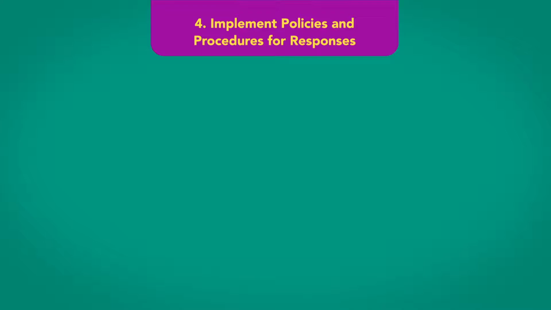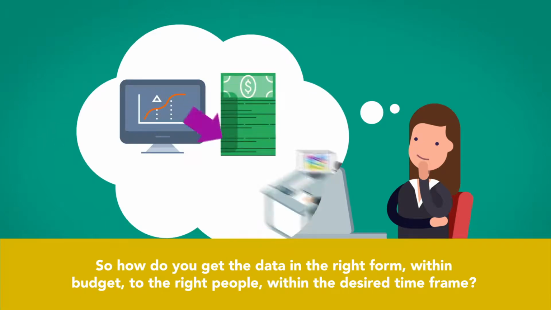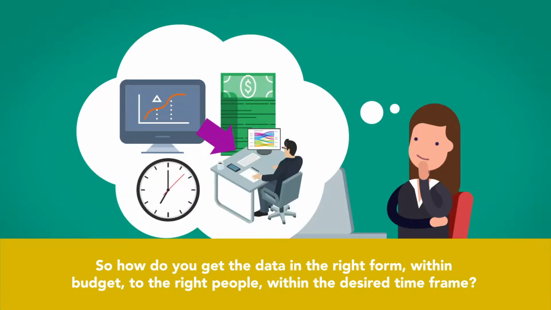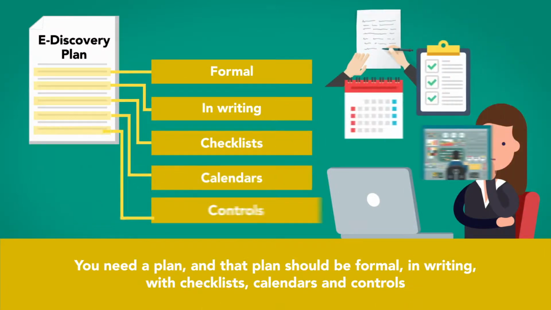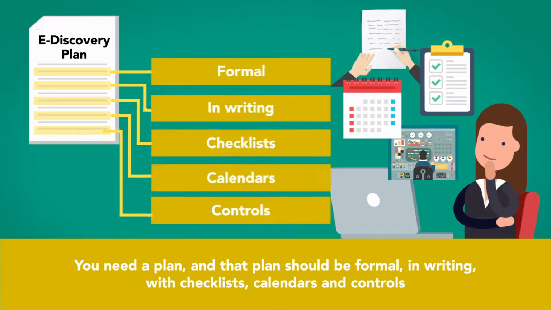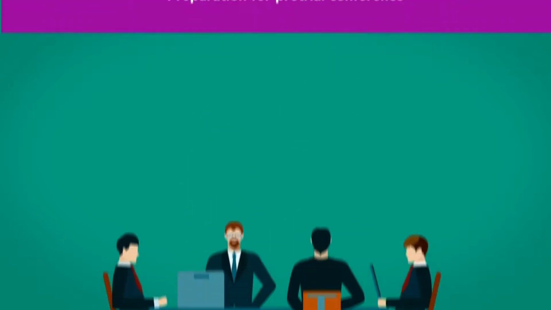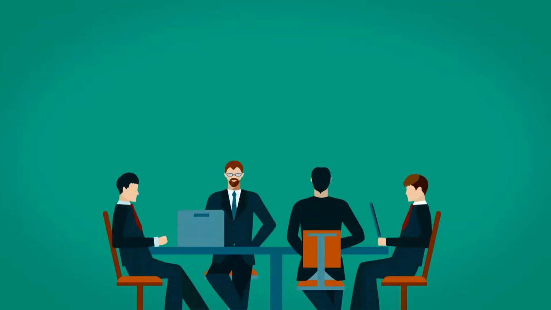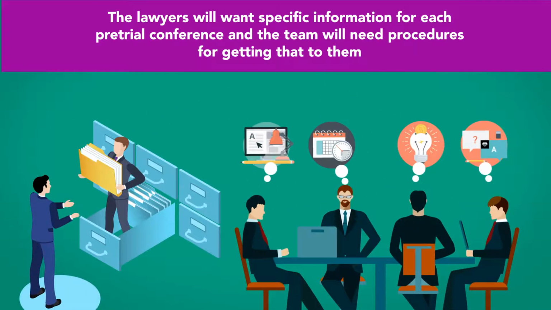4. Implement policies and procedures for responses. So how do you get the data in the right form, within budget, to the right people, within the desired time frame? You need a plan, and that plan should be formal, in writing, with checklists, calendars, and controls. Litigation response teams will generally create policies along these lines. Preparation for pretrial conference. The lawyers will want specific information for each pretrial conference, and the team will need procedures for getting that to them.